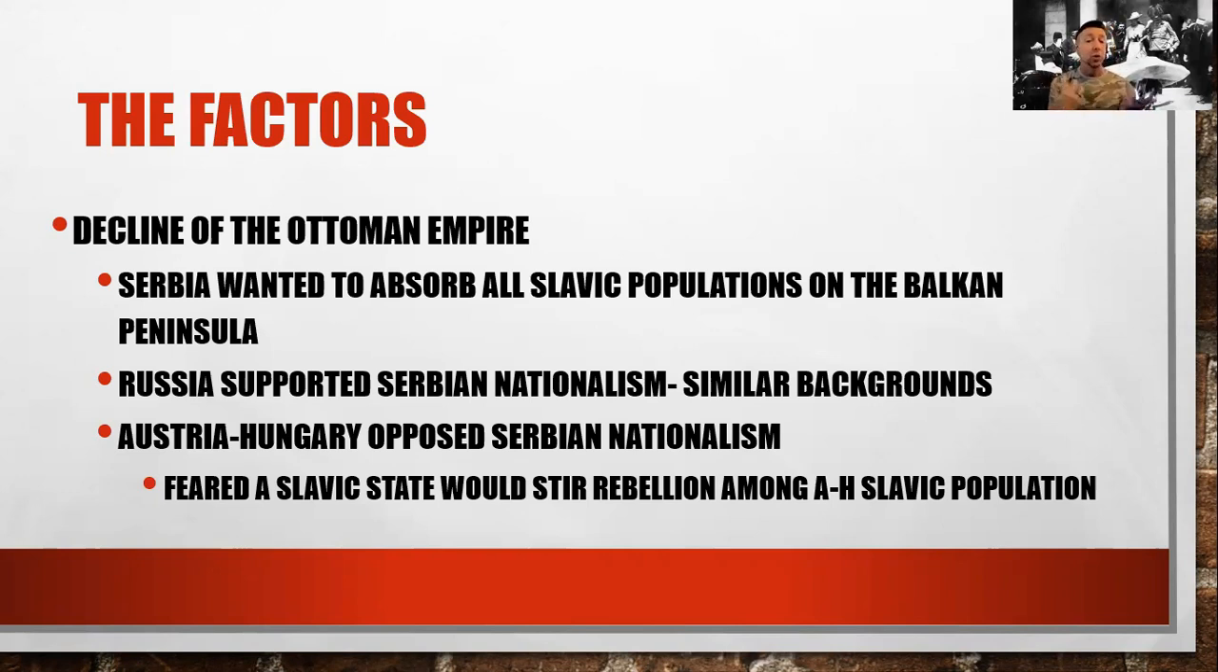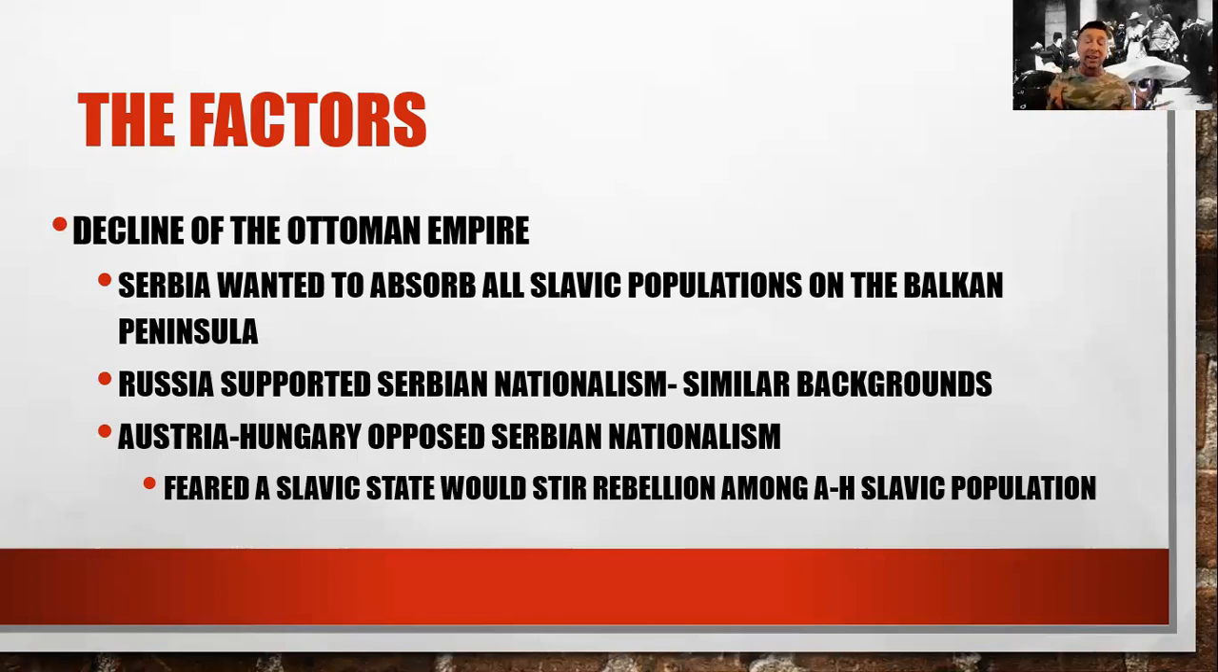Serbia wants to absorb all the different Slavic populations on the Balkan Peninsula. They figure that if there is a huge Slavic empire, all the people will benefit because they have a similar background. Now, Russia actually supports this Serbian nationalism because they are ethnically and religiously similar. However, Austria-Hungary is not similar, and they oppose Serbian nationalism.